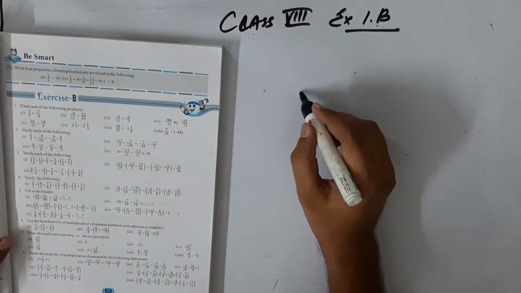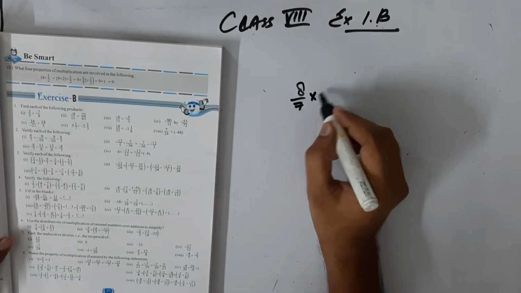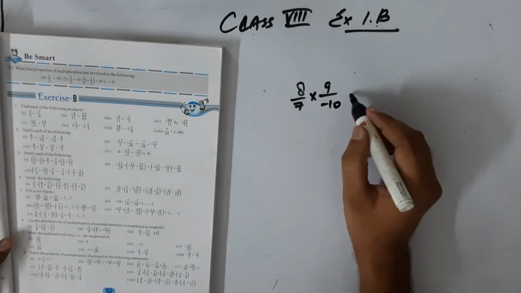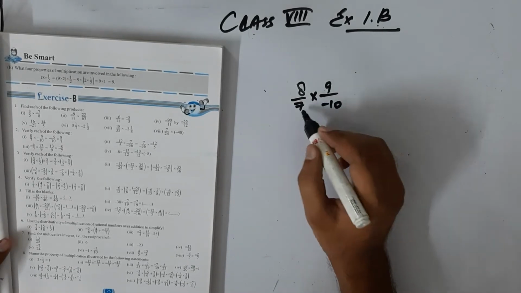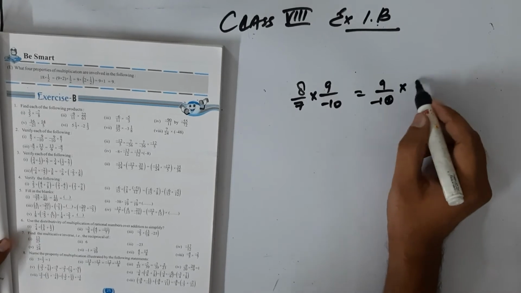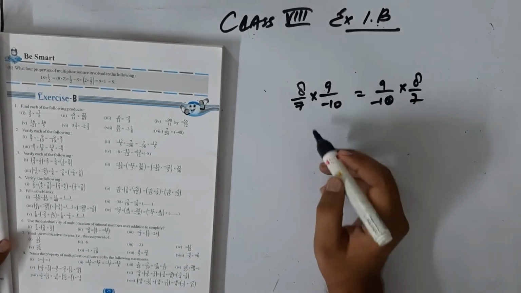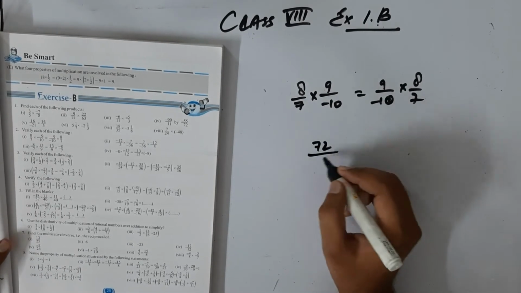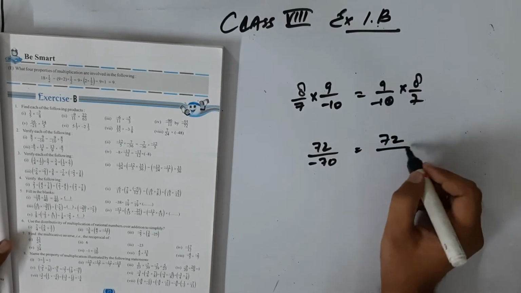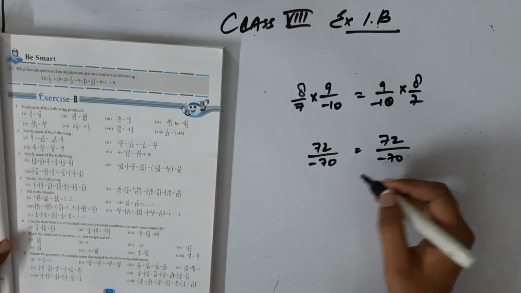Next we have questions to verify. 8 upon 7 multiplied by 9 upon minus 10. Whenever we multiply, just remember, numerator will multiply to numerator, denominator will multiply to denominator. Minus 9 upon 10 multiplied by 8 upon 7. On multiplying it becomes 72, and this will be minus 70, and here it becomes 72 and minus 70. Both are the same. Yes, verified.